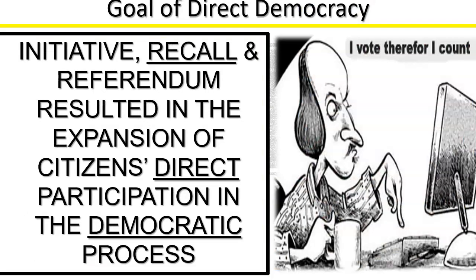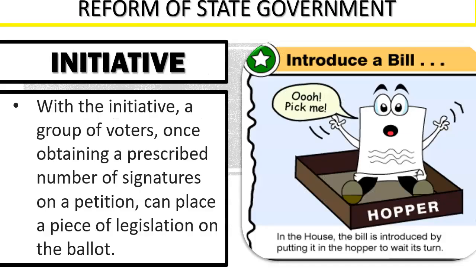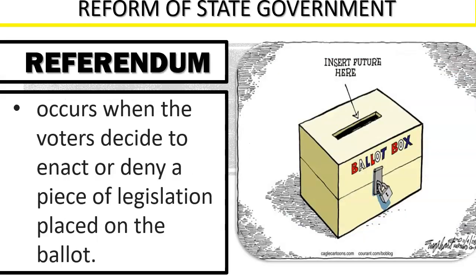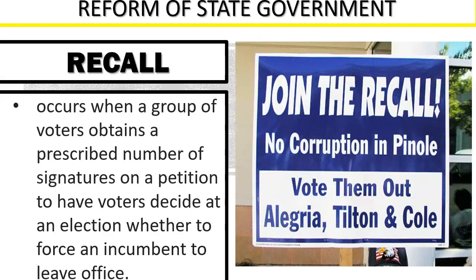Political reform came at the state level through Robert "Fighting Bob" La Follette. He advocated for the initiative, referendum, and recall, all of which increased people's voice in government. Initiative allows a group of voters to place a piece of legislation on the ballot once they gain enough names on a petition. Referendum occurs when the voters decide to enact or deny a piece of legislation placed on the ballot. Recall allows voters to remove an elected official before his or her term has expired.